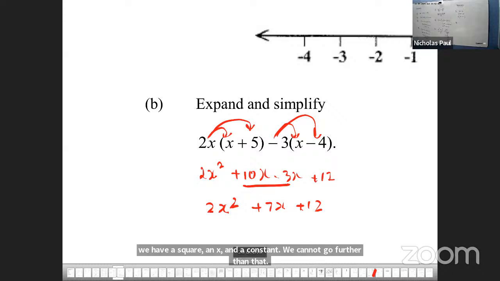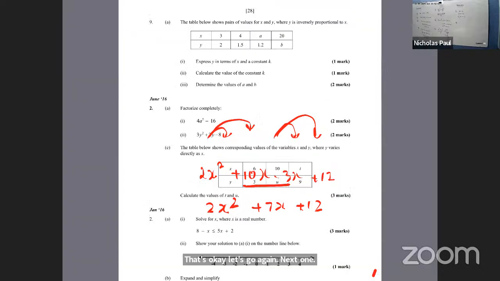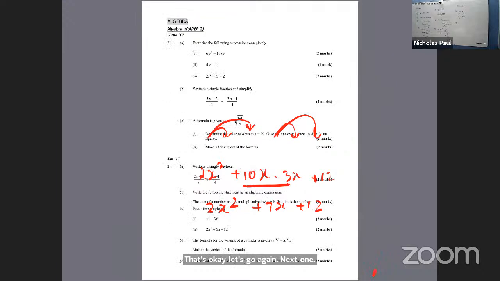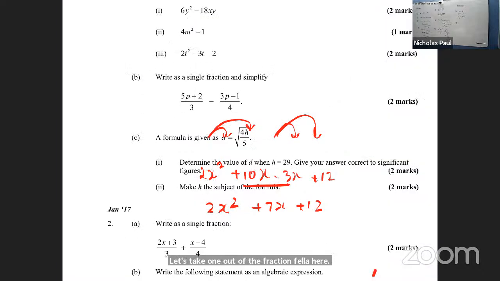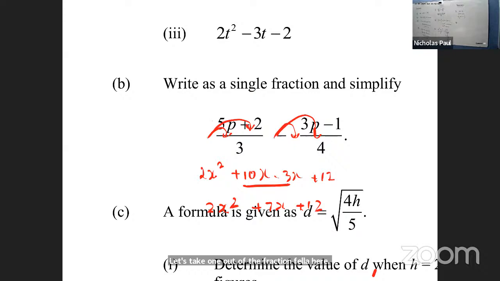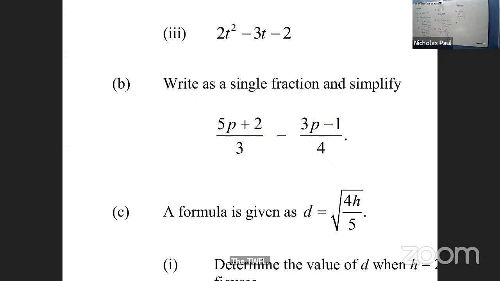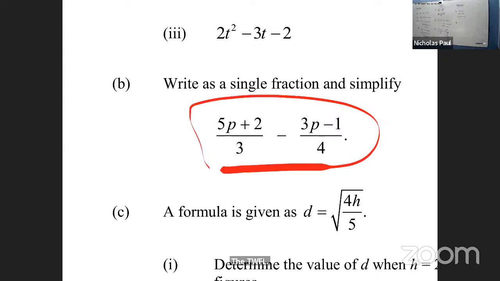Next one. Let's take one little fraction here. Simplify that if you know. 2 marks again, right? So give yourself 2 marks if you got that. Try this here. Follow the fraction. Please be careful with the little minus sign, right?